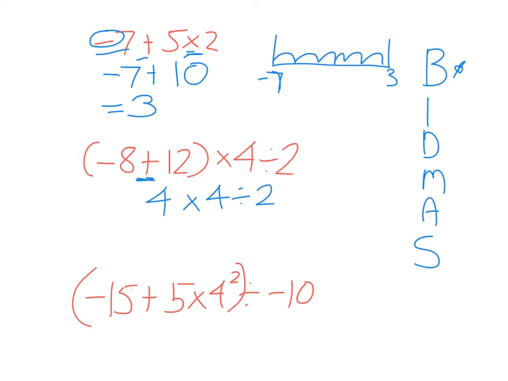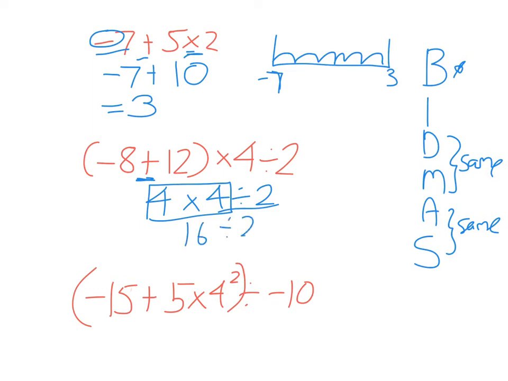Okay? So now remember, multiplication and division are actually the same level as addition and subtraction. So we don't do this first because division is above multiplication. We do this first. We do the multiplication first because it occurs first from left to right. So 4 times 4 is 16, and now we divide by 2 and we get a final answer of 8.